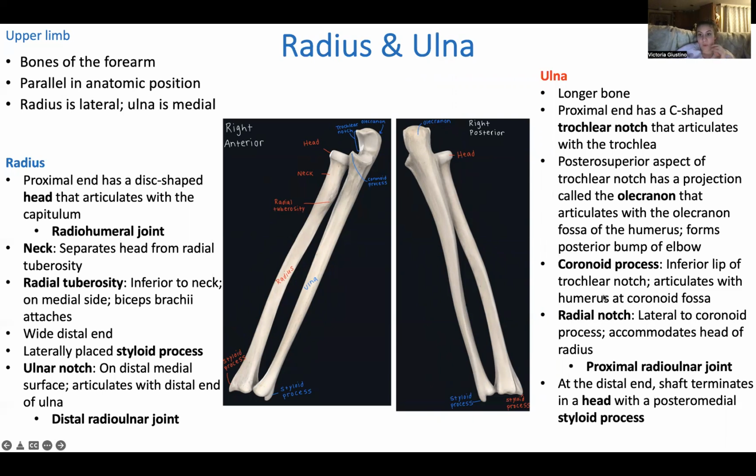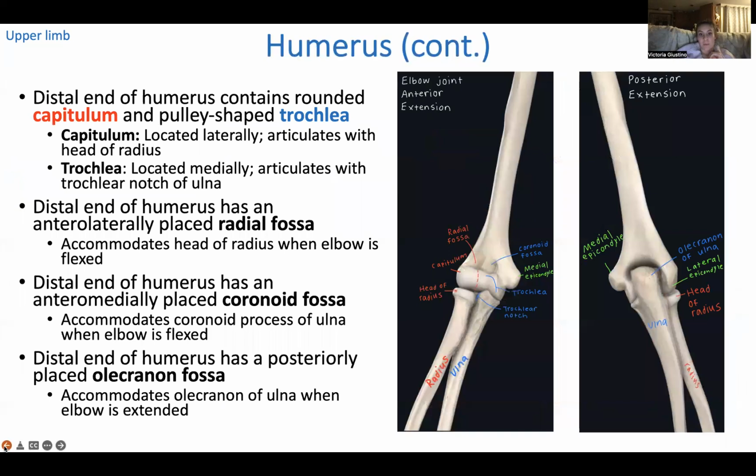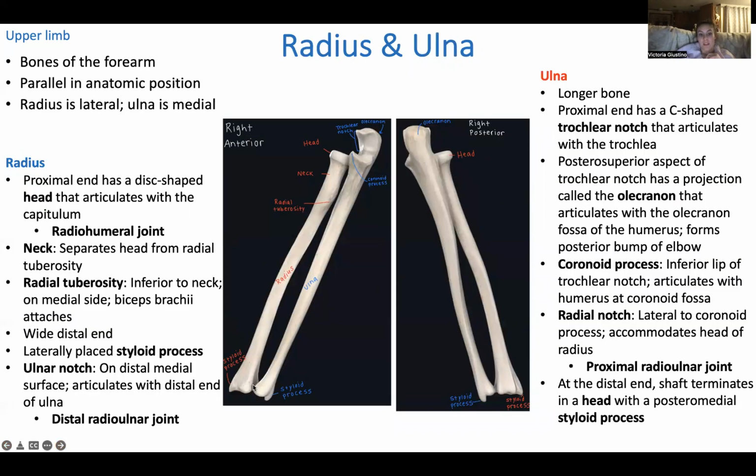Okay, let's see. So here's the olecranon, trochlear notch. And then one more thing to mention is that not only do both the radius and the ulna articulate with the humerus, but they also articulate with each other. So proximally, the radius is thinner and the ulna is thicker. So the thicker proximal ulna is going to have what's called a radial notch, and that's just going to accommodate the head of the radius and form what's called the proximal radial ulnar joint.